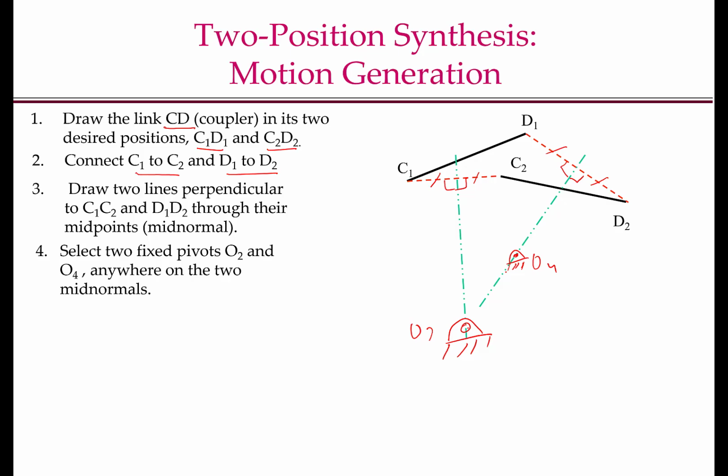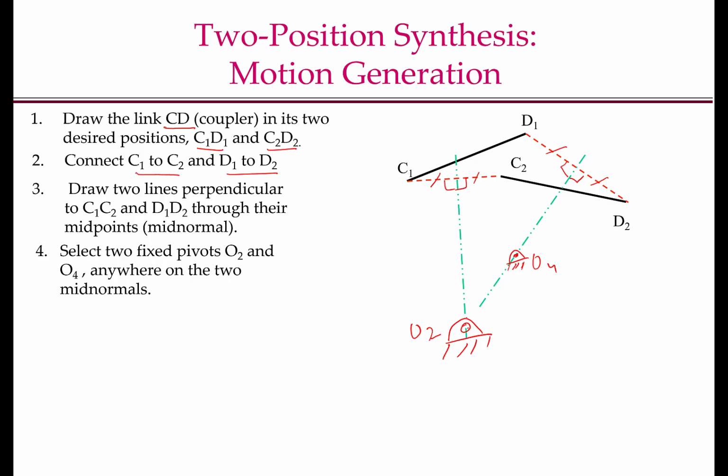So since C1 and C2 are on the same circle, the perpendicular bisector of C1, C2 will contain the center of the circle. Since we have no other information, we can choose any point and that should be a candidate point for my fixed pivot O2. The same reasoning works for selecting the other fixed pivot O4.